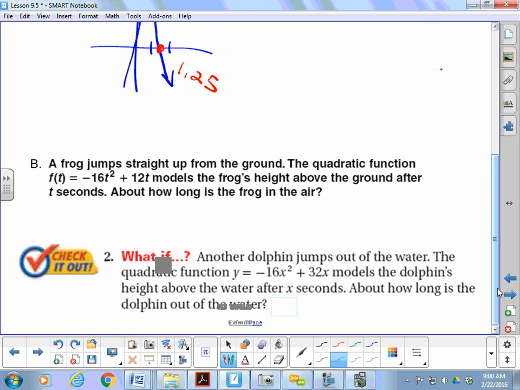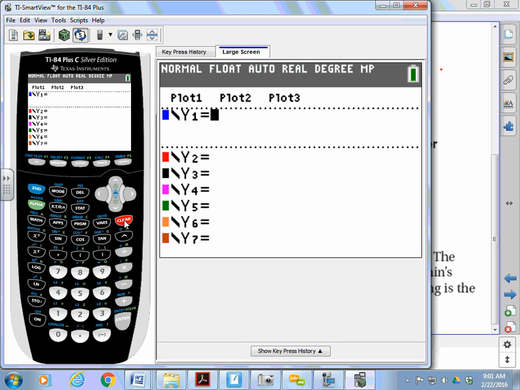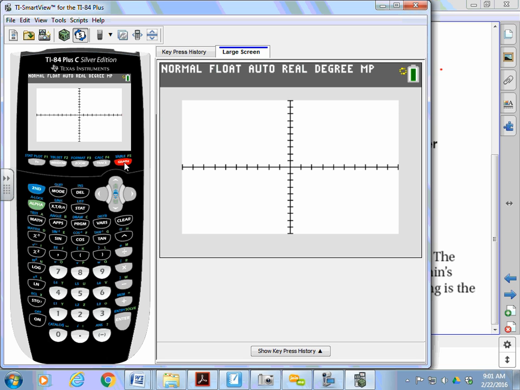A frog. We all like frogs. They're good at hopping. A frog jumps straight up from the ground. The quadratic function f of t equals negative 16t squared plus 12t models the frog's height above the ground after t seconds. About how long is the frog in the air? So put that in your y equals. Negative 16x squared plus 12x. Graph it. Should look very similar to the last one.